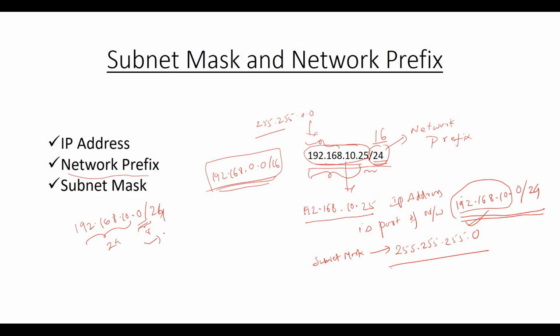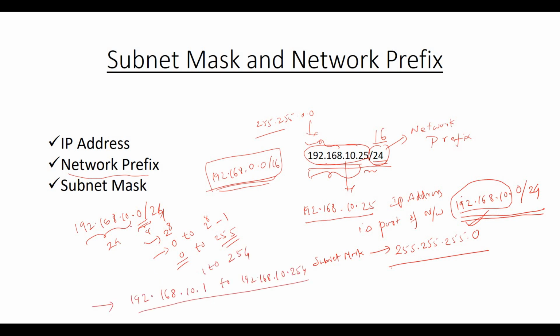So we'll have a maximum of 2^8 hosts in that network. So that will be from 0 to 2^8 minus 1, that means 0 to 255. Out of this 0 to 255, 0 represents the network address and 255 represents the broadcast address. So we can use from 1 to 254. So these are the usable addresses within this network.